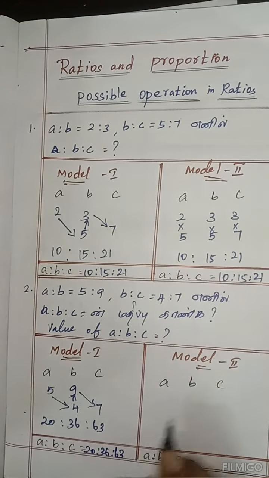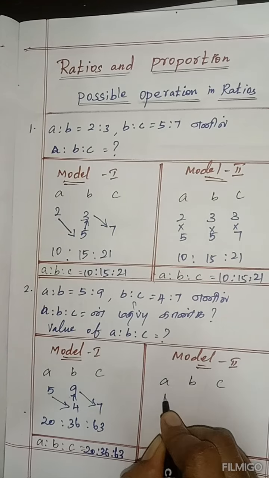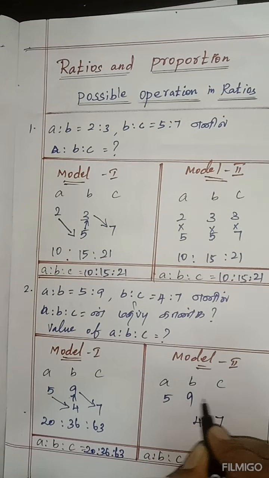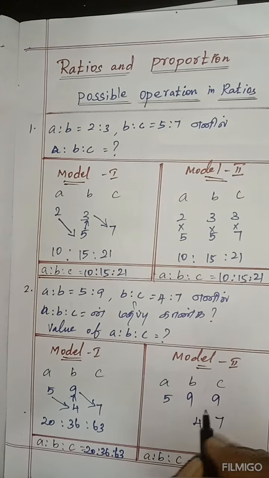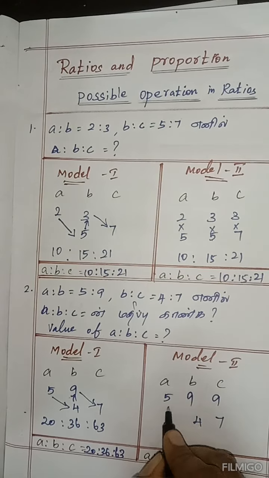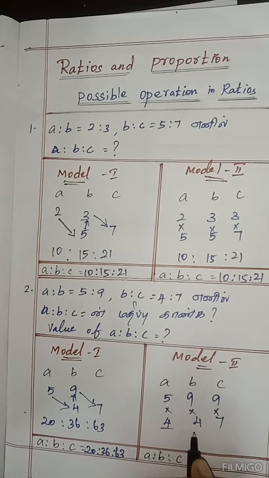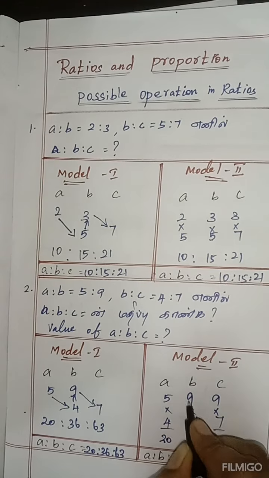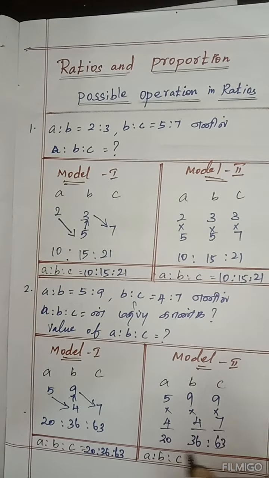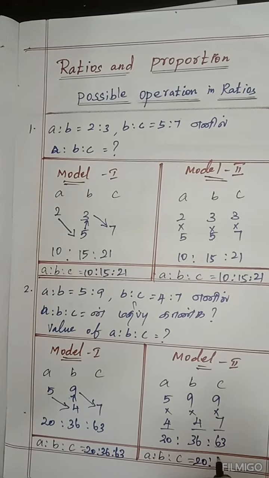Now, same, second model. We know that 5, 9, 4, 7. The empty place should write the same value on the left hand side, and the empty place should write the right hand side value. Both should multiply, up into down. 5 4s are 20. 9 4s are 36. 9 7s are 63. That's all. Same answer we got.